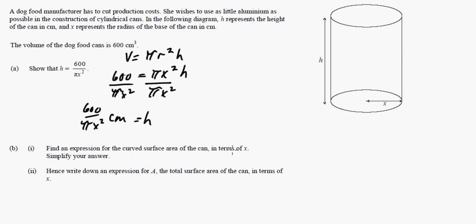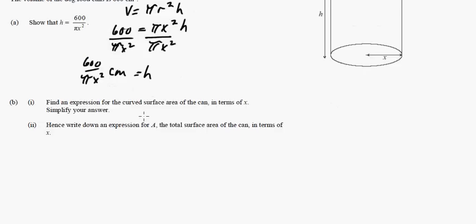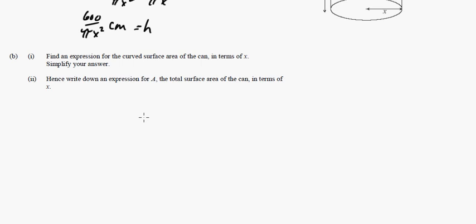Okay, I don't think you get a unit penalty on that one, but just in case you did, it's good to write it down. Okay, so let's move on to the second part. It says, find an expression for the curved area of the can in terms of x. Simplify your answer. Well, again, look in your formula booklet. The area equals 2 pi r times the height. So we'll just sub everything in. So we just get area equals 2 pi, and then r is x, and then the height is 600 over pi times x squared.